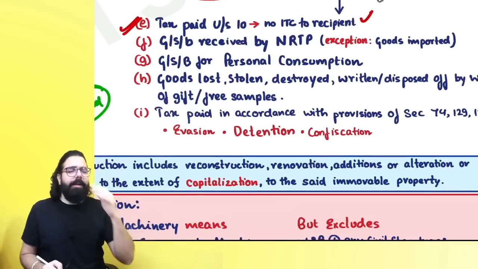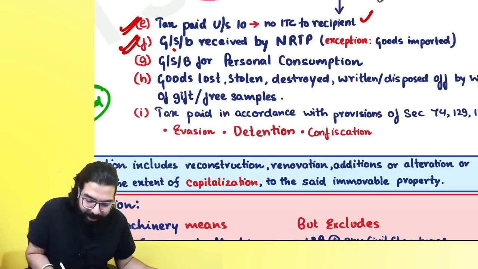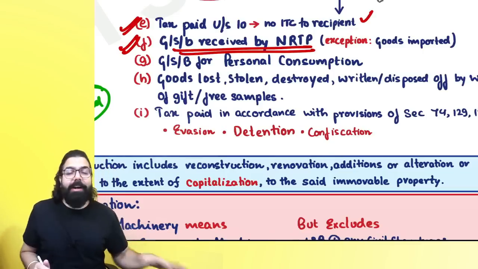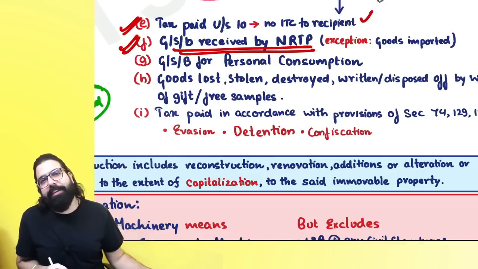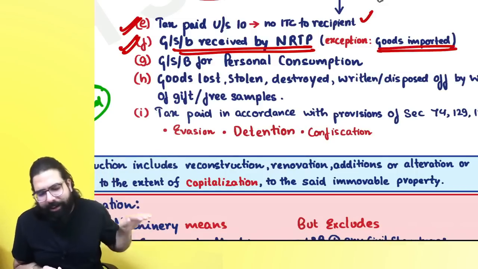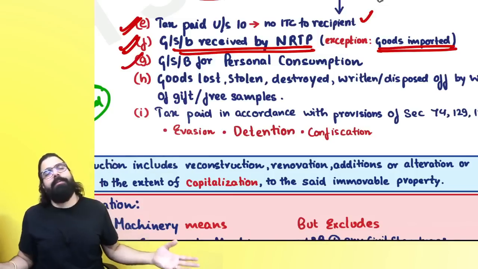If I am an NRTP, a non-resident taxable person, the government told that NRTPs will never get the credit of the goods, services, or both they buy in India. But if they import some goods, whatever IGST is paid on the goods, that credit they can take. The next one: I bought something for personal purpose.